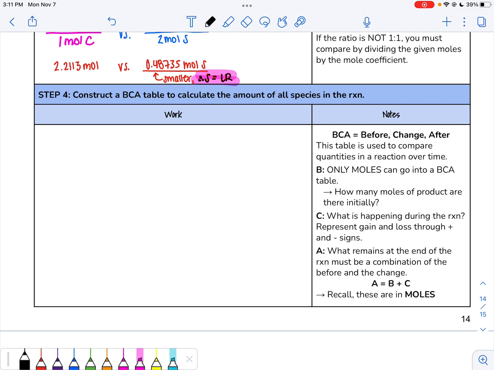I will say the before, change, after table is a lot of work if I'm just asking you for one species in a problem. So I will show you another method in class for how to shorten this up, but this method does work all the time. So this is the one that I'm going to show you, even though it is the longer one that does require a little bit more work.